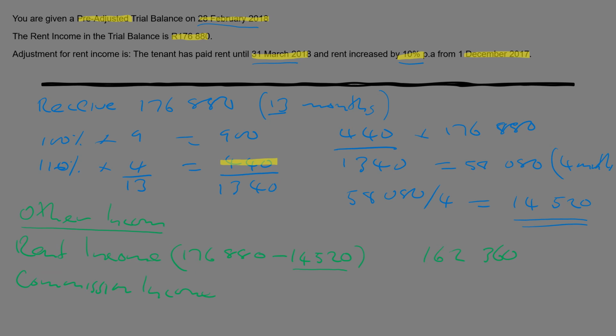And this part of the rent income that you remove from other incomes will form part of your income received in advance in your other payables, right? It forms part of other payables, current liabilities: income received in advance.